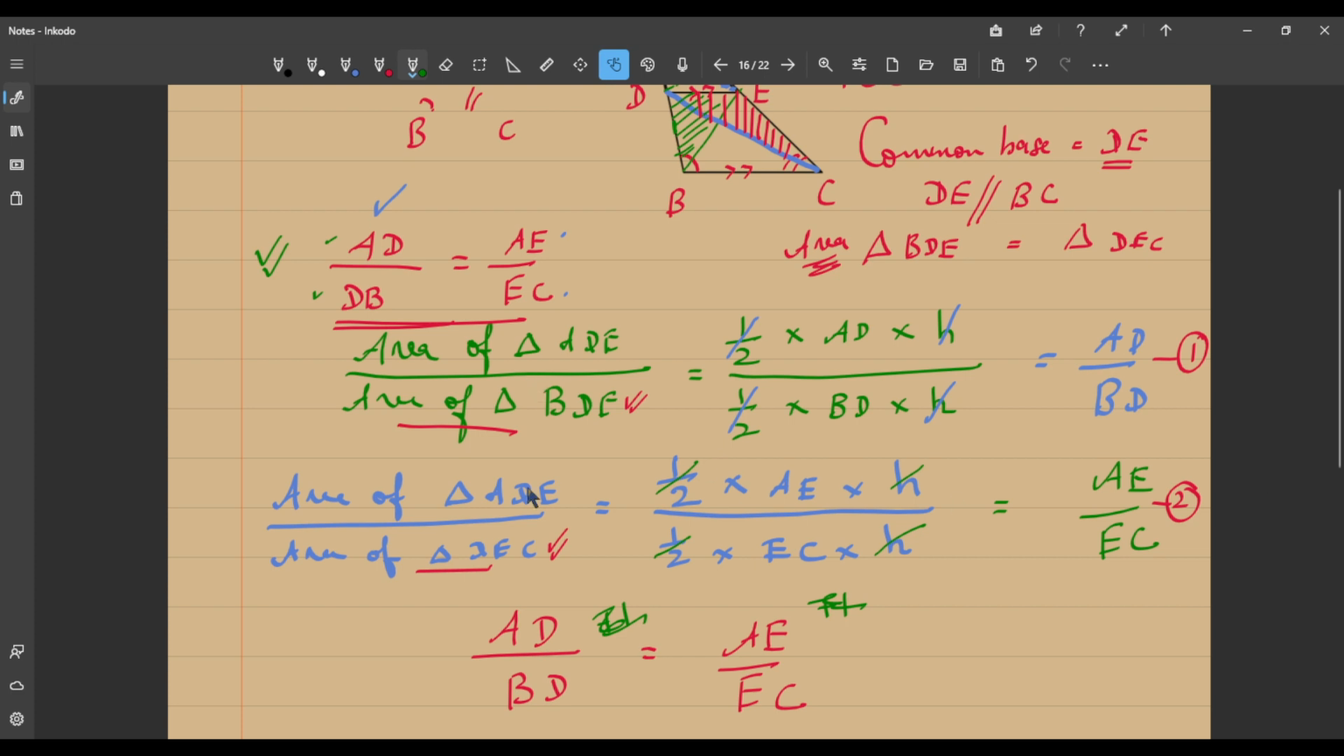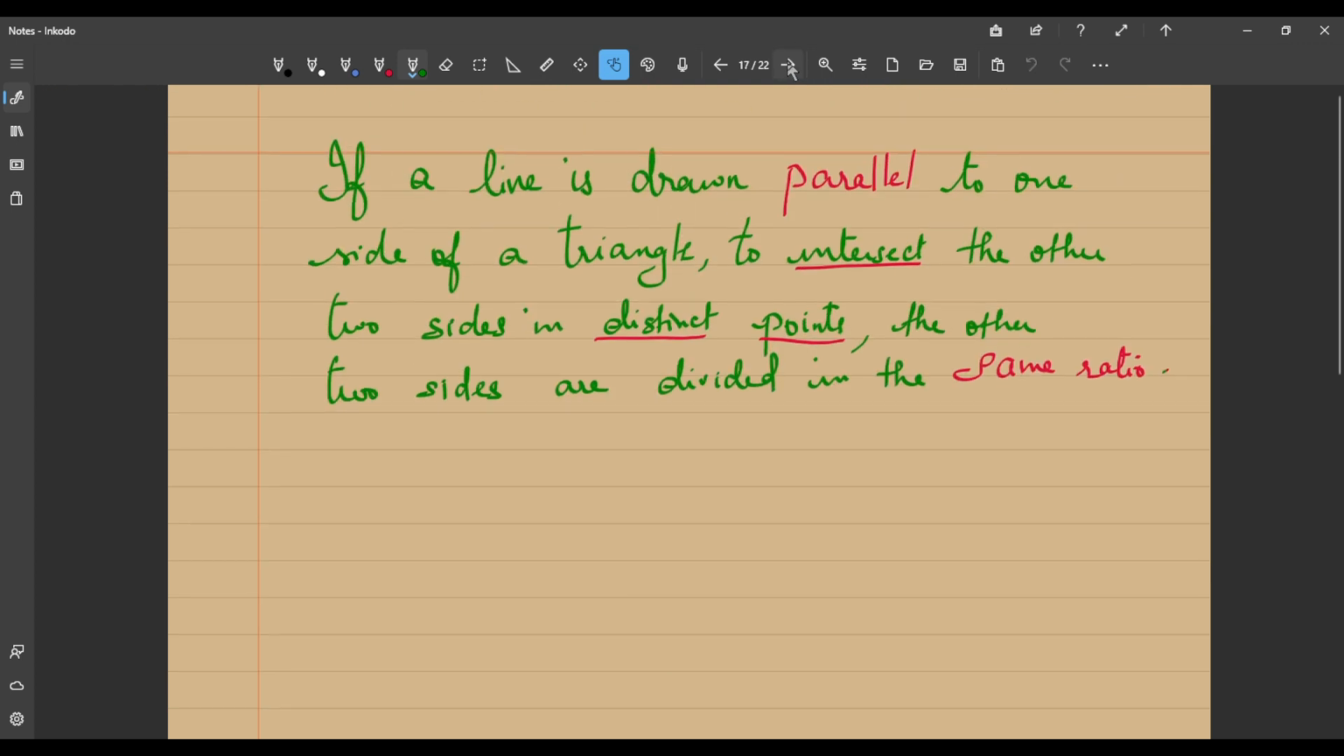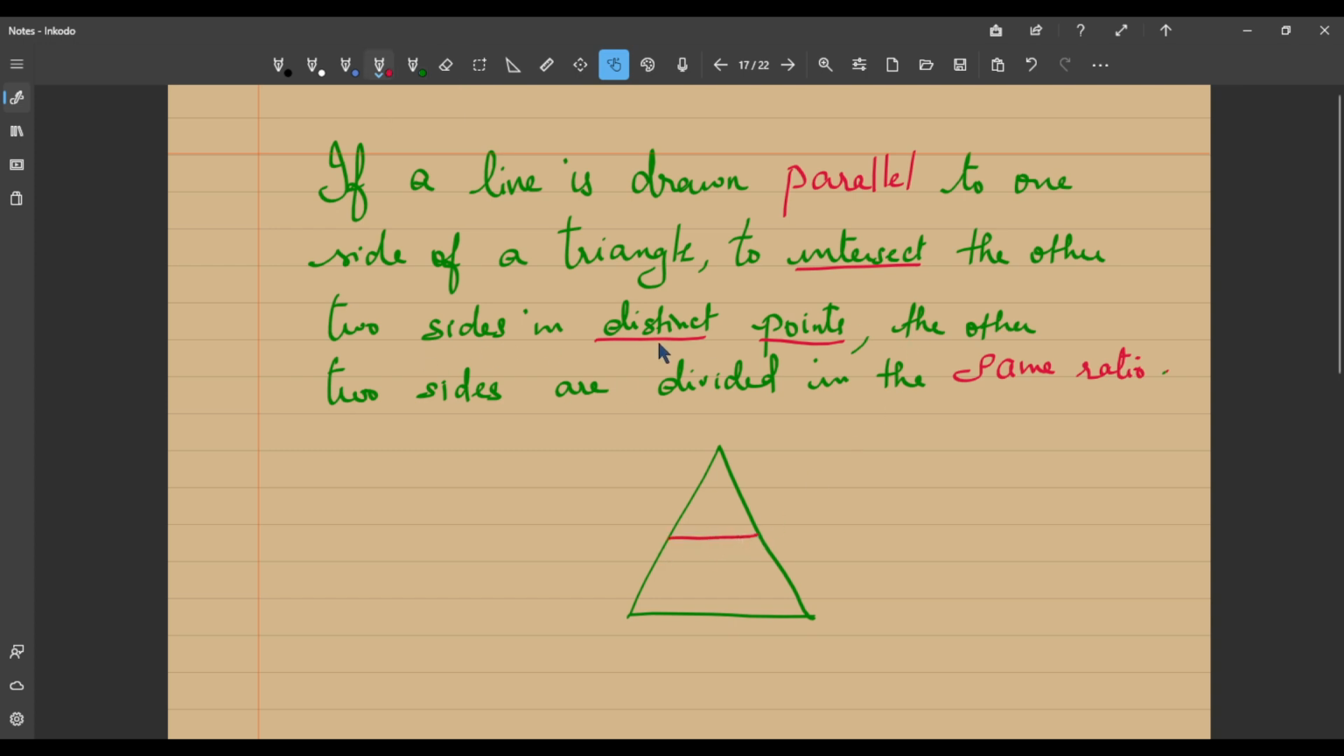But nowadays, all this process is not shown in your textbooks. Instead, what you have in your textbooks is this. And what is this? Let me read it out to you. Maybe something will strike you. If a line is drawn parallel to one side of a triangle, so let me draw a triangle. So it says a line is drawn parallel to one side of a triangle. So let me draw a line here, to intersect the other two sides in distinct points. Of course, it intersects in distinct points. So this is A, B, C, and the line intersects AB at D, and the line intersects AC at E. Then the other two sides are divided in the same ratio.